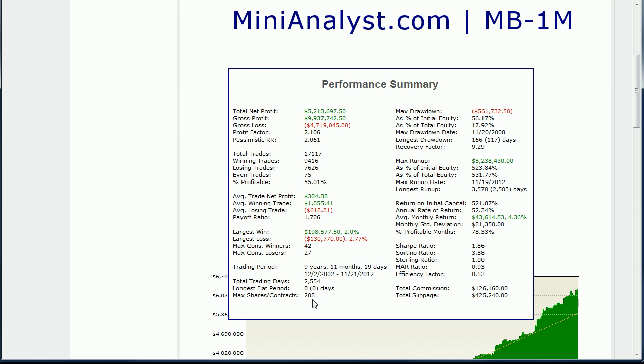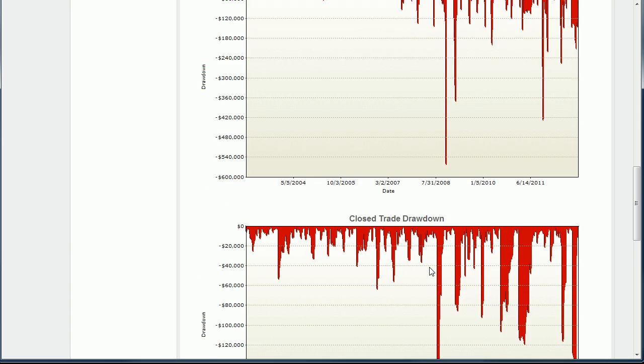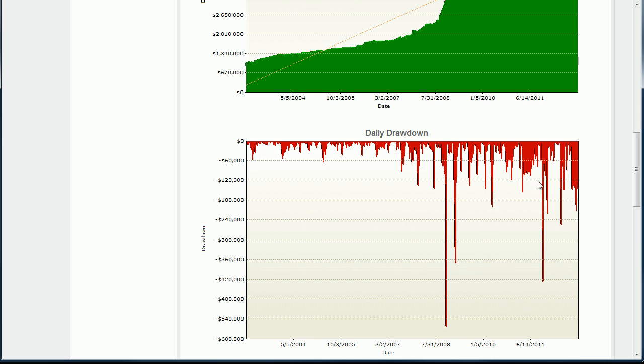MB1M trades 200 contracts. Again, you're looking at ridiculously small numbers, crazy numbers, but average over time. The drawdown has gotten a lot worse here, but on a $1 million account, and we're definitely running overtime.